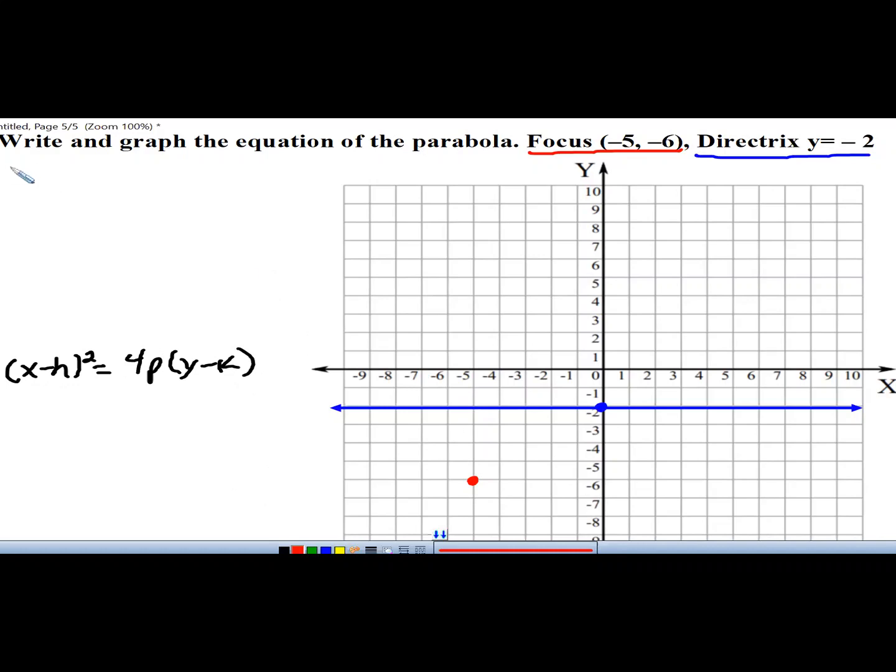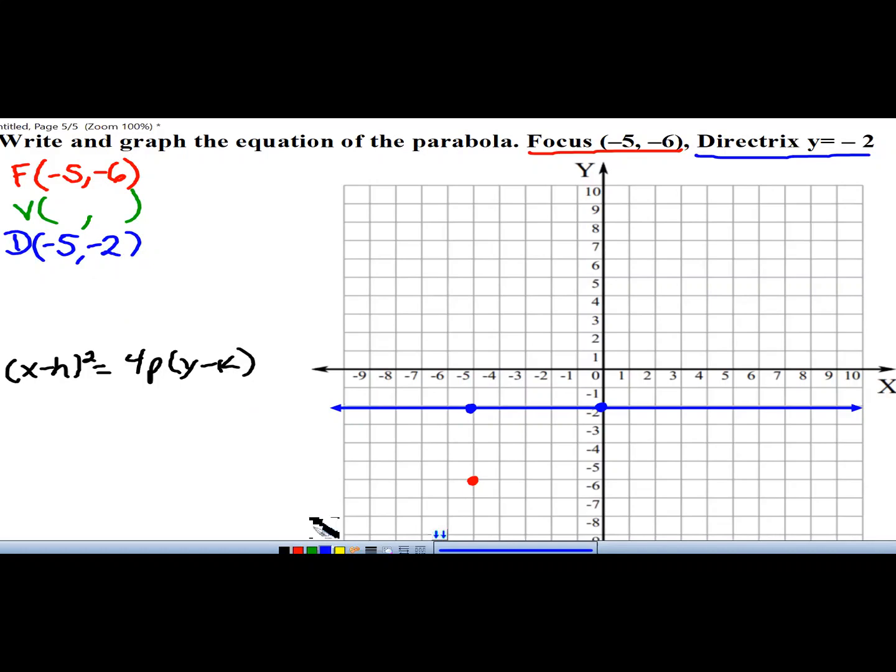So let me list what they give us. We have a focus of (-5, -6). What else do we need? We need a vertex, and we need a directrix point. Let me start right there. If I go to my focus, and I go straight up to the directrix line, and I place my point there, there should be a point there on the directrix. What is that coordinate? (-5, -2). Let me write that in here, (-5, -2).